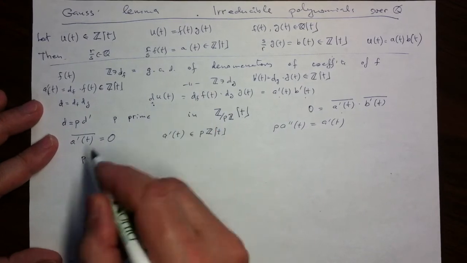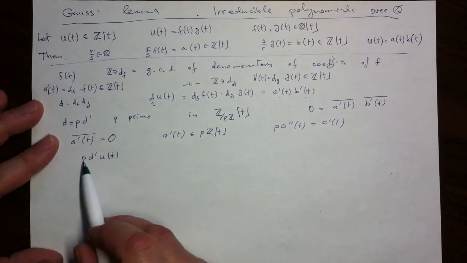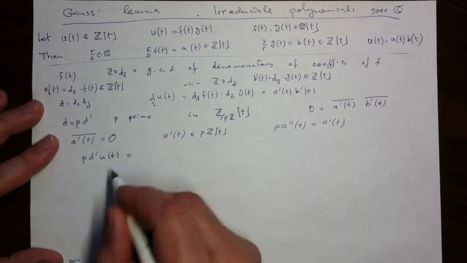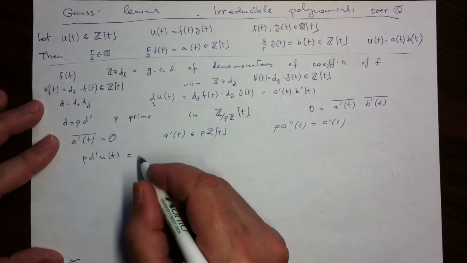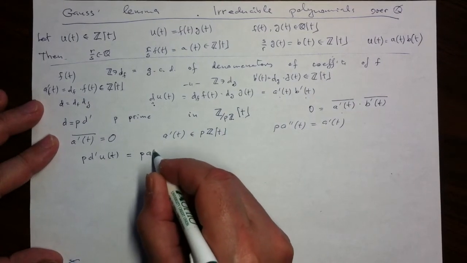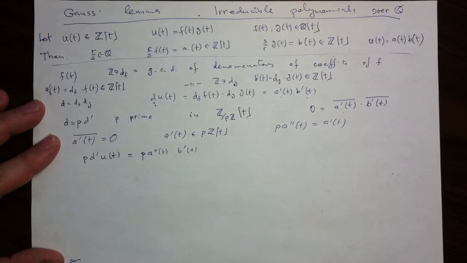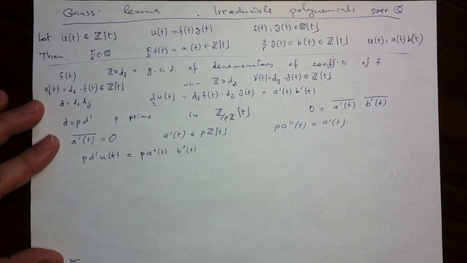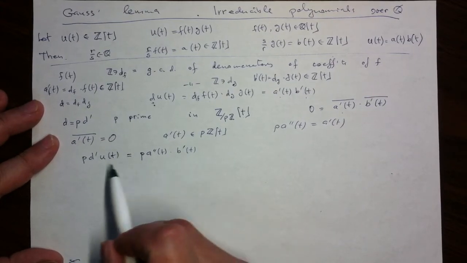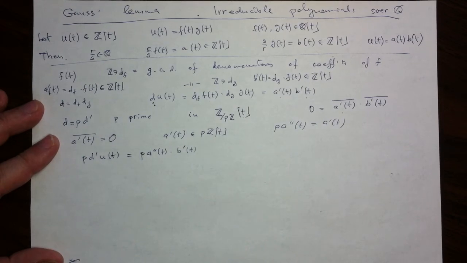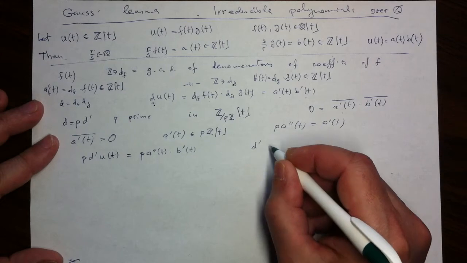So p divides d, and the division statement is that d is equal to p times d prime. That is on one side. On the other side we have, we chose a prime to be divisible by p, so p times a double prime of t times b prime of t. This is not the derivative, by the way, this is just a polynomial. So this product is equal to this. And then we can just cancel p out and reduce d to d prime.